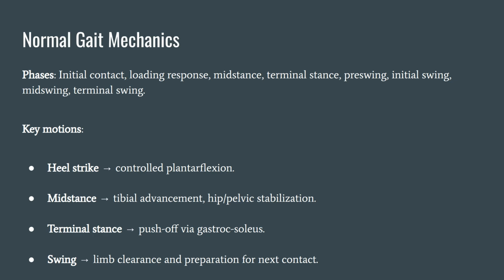Normal gait mechanics. Let's walk through the phases of gait again, but this time with clinical purpose. We have initial contact, loading response, mid stance, terminal stance, pre-swing, initial swing, mid-swing, and terminal swing. Each phase has specific joint actions, muscle demands, and mechanical goals.